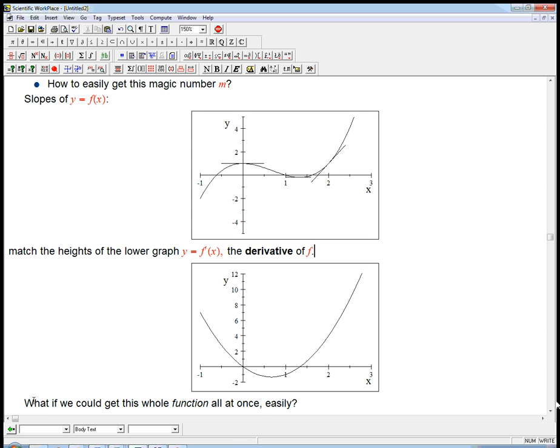So the goal is, actually, what if we could get this whole function all at once? Not just get it point by point by point, laboriously with limits. Is there an easy way to get the whole thing? And that's what we're going to do in the next video.